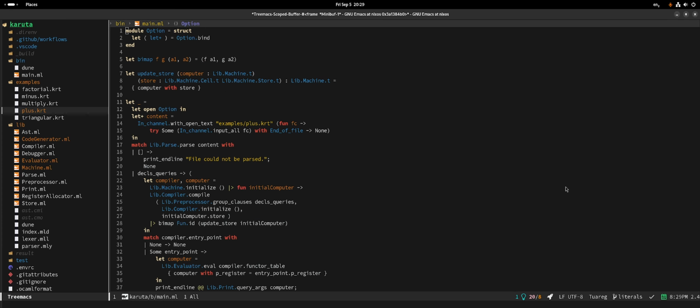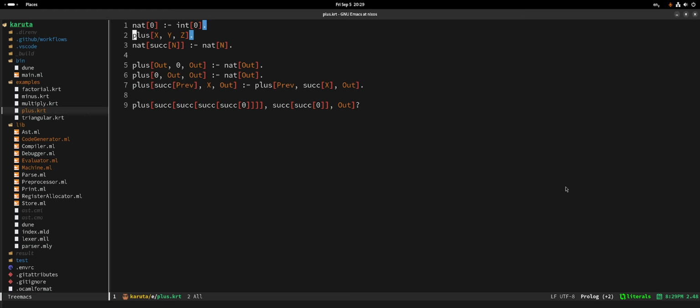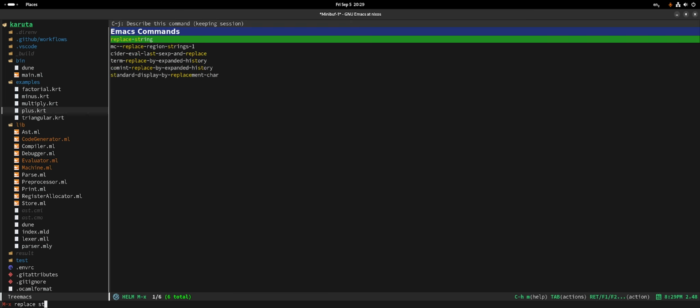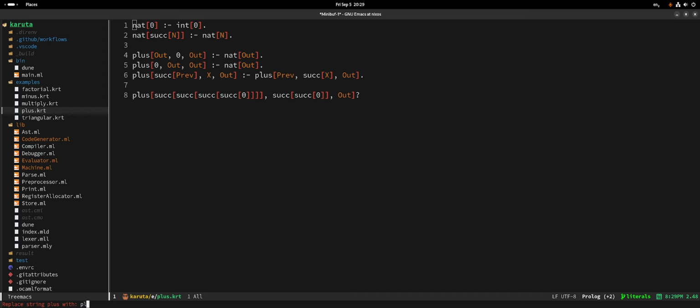Plus, and yep. I guess that makes sense. But wait a moment. This is now wrong, right? We can't just do that. Yeah, this is now wrong. Just rename plus to add or something. There. That'll work. That works.